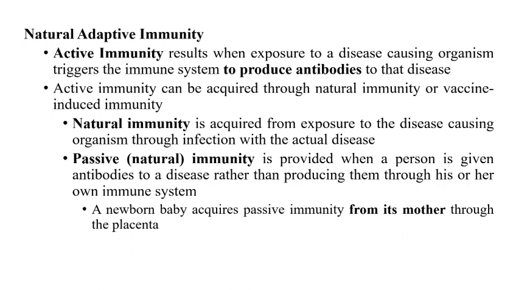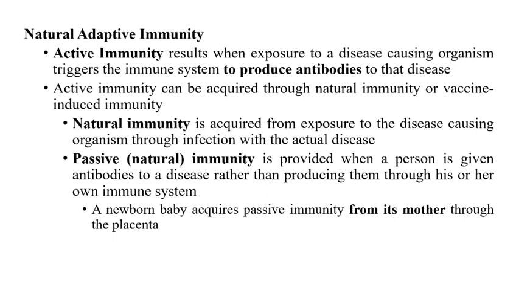It is categorized into two types, we know, isn't it? Natural adaptive immunity and artificial adaptive immunity. Under that, we are going to discuss natural adaptive immunity. Natural adaptive immunity is of two types, isn't it? Natural active immunity and passive natural immunity.